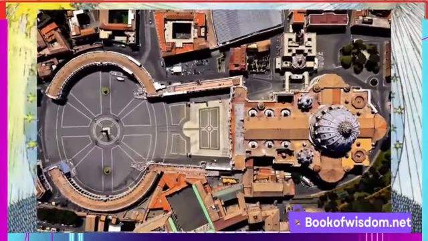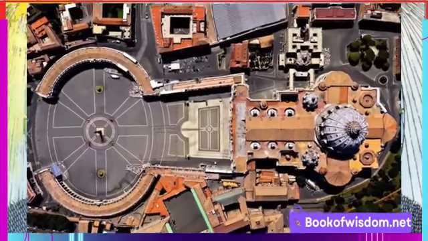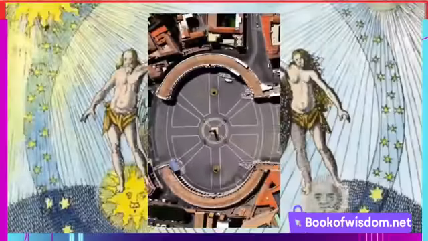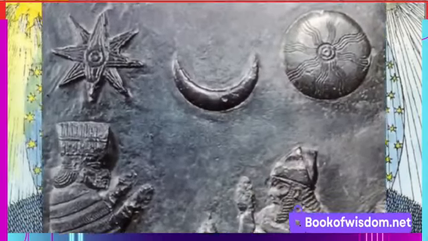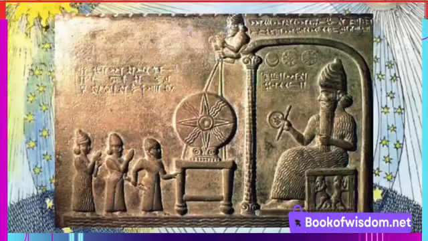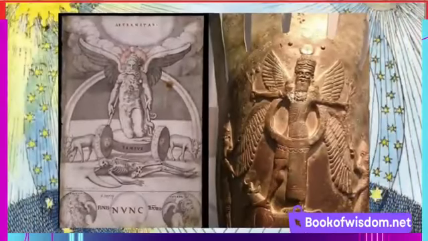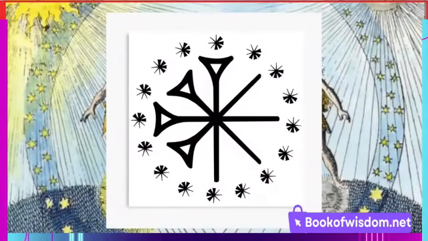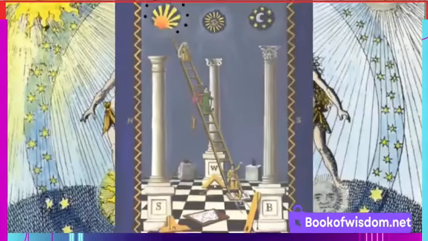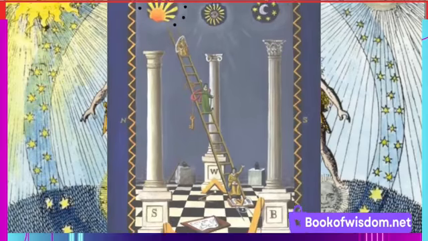The Vatican is a giant key from a bird's eye view, and it also contains an 8-pointed star. The Anunnaki Sumerian gods also depicted this 8-pointed star. The sky god Anu from the Anunnaki also uses the 8-pointed star for his symbol. And even Freemasons depict an 8-pointed luminary with a ladder and a key.